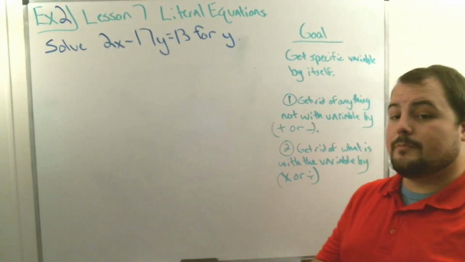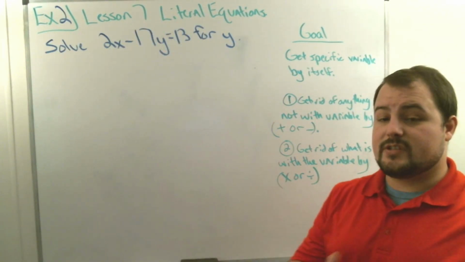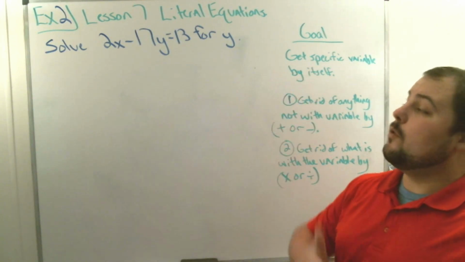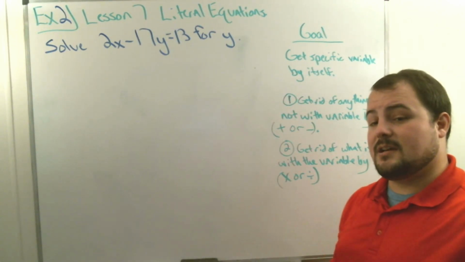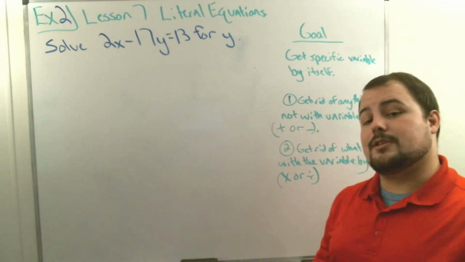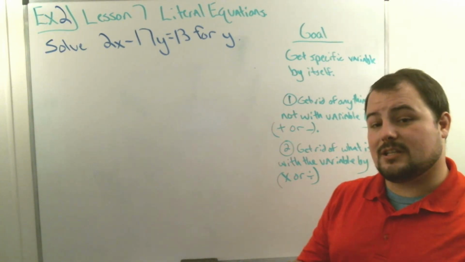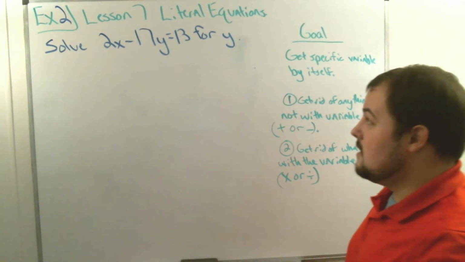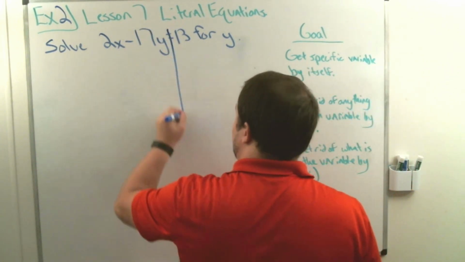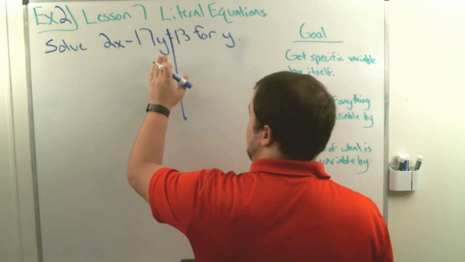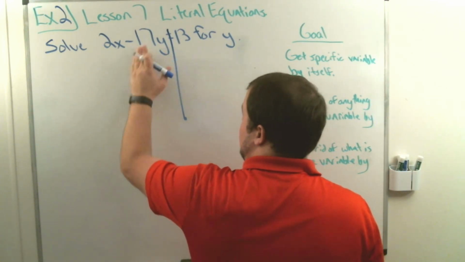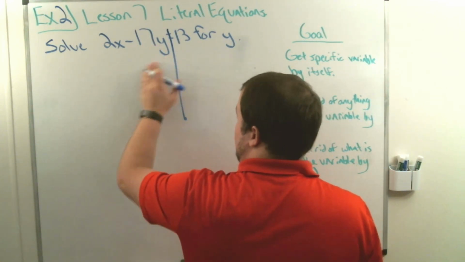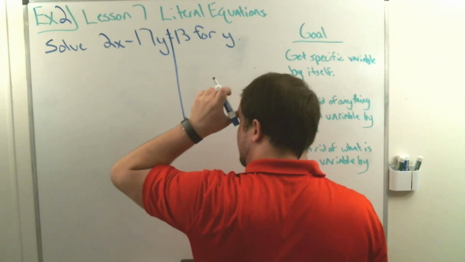All right, in example 2, we're still using the same rules, same goals. So we've got 2x minus 17y equals 13, and our job is to get the letter y all by itself. So we start by drawing a line through our equal sign. We need to get rid of what's not with y first. So this has 17 with y, so we're actually going to get rid of this 2x.